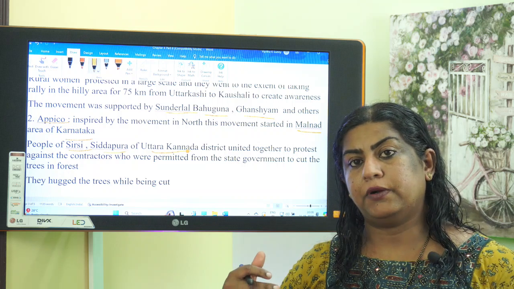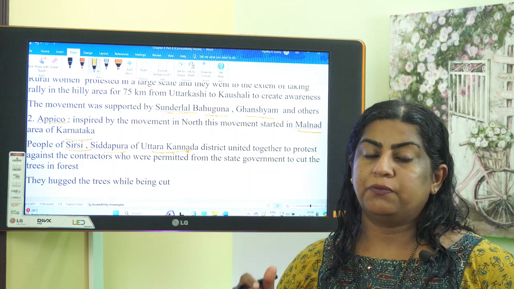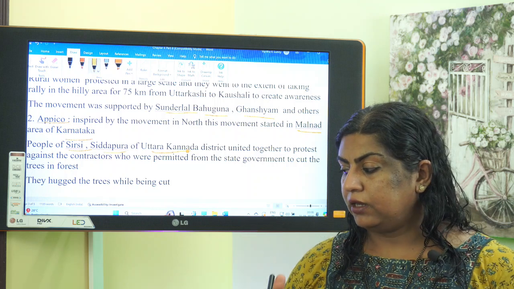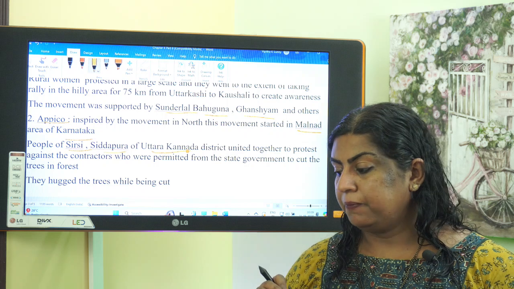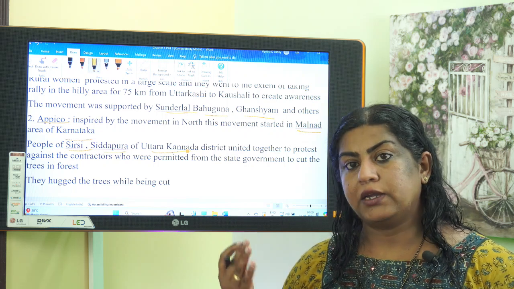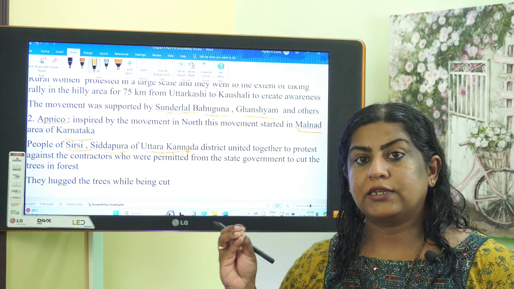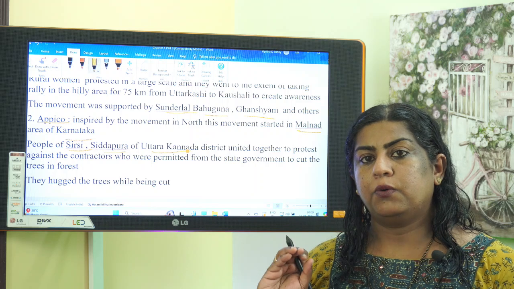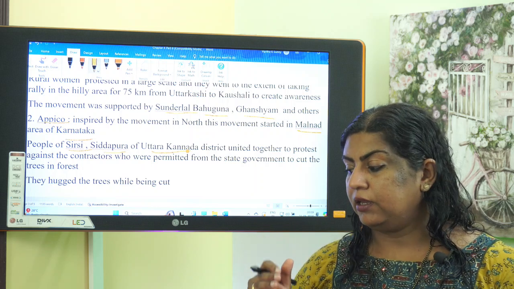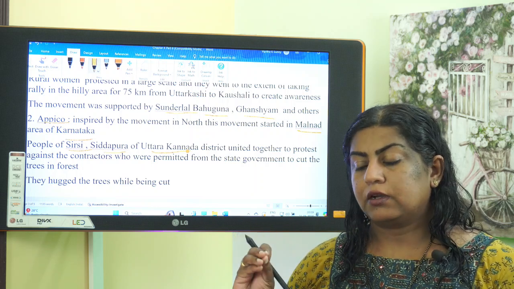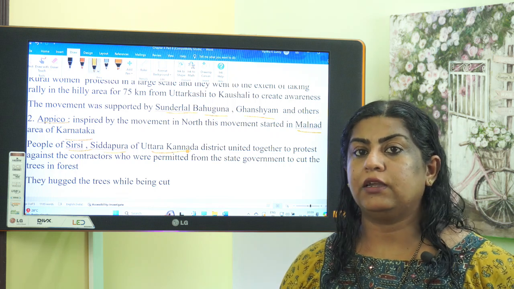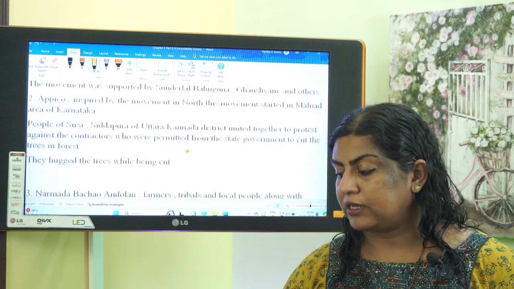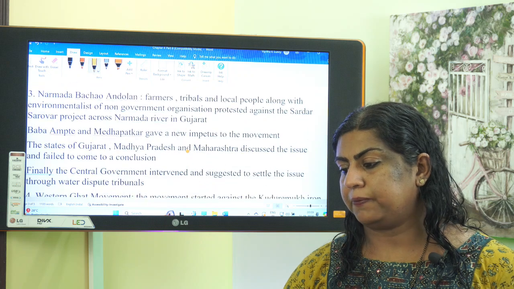So these people were inspired by the movement in the north, especially the people of Sirsi and Siddhapura of Uttara Kannada district, who united together. They were protesting against the contractors who had been given permission by the state government for cutting trees in the forest. They hugged the trees while they were being cut, and that is how they protested in a non-violent way.